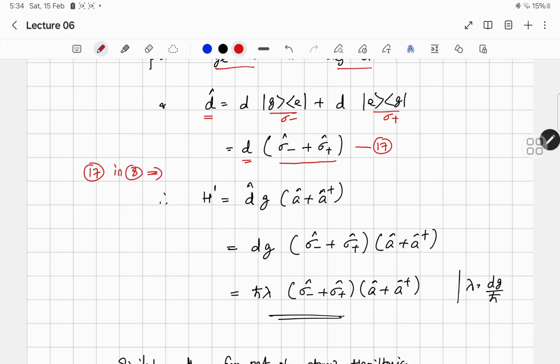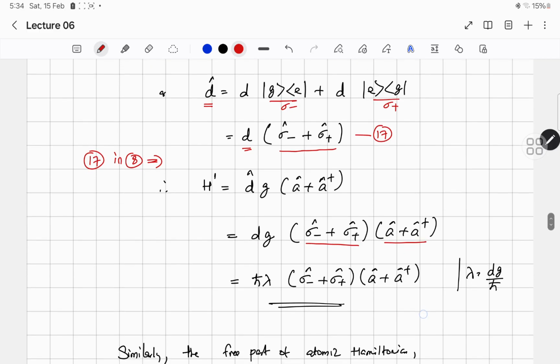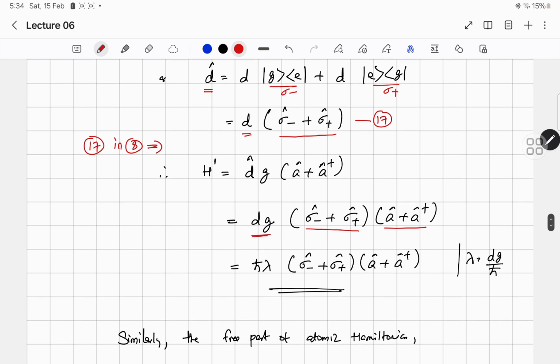That would give h prime equal to dg (a plus a dagger), that is, this operator d can be written as d into (sigma minus plus sigma plus), then (a plus a dagger). Now this dg, I am going to change the notation. So I am going to introduce another constant called lambda. Lambda is defined as dg by h cross. Okay, so therefore this dg can be written as h cross lambda. So h cross lambda into (sigma minus plus sigma plus) times (a plus a dagger). So this can be equation number 18.